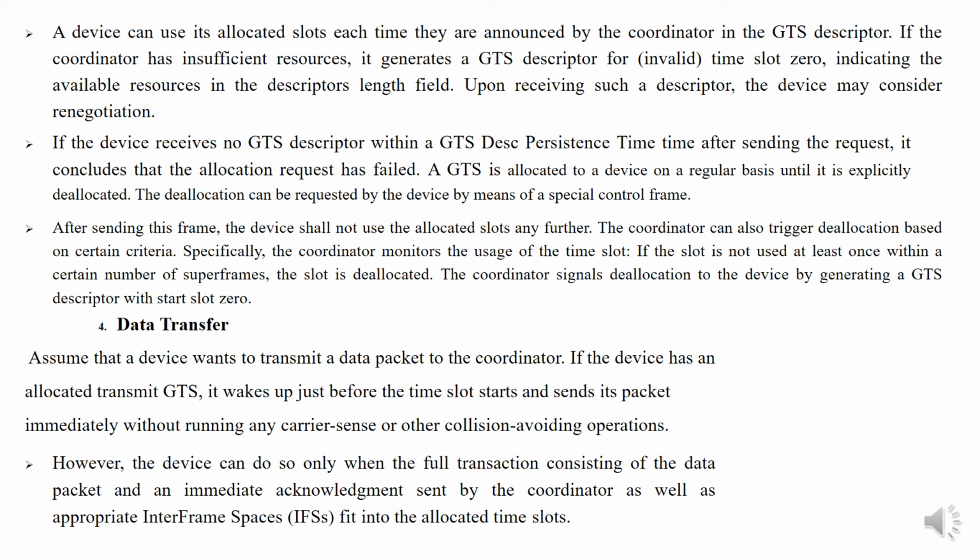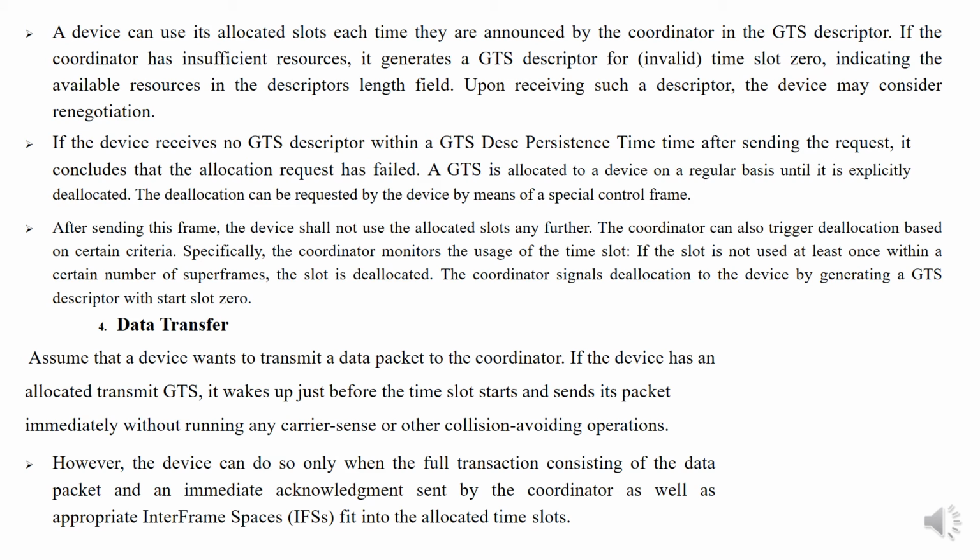A GTS is allocated to a device on a regular basis until it is explicitly deallocated. The deallocation can be requested by the device by means of a special control frame. After sending this frame, the device shall not use the allocated slots any further. The coordinator can also trigger deallocation based on certain criteria.